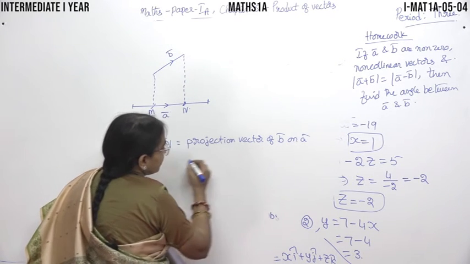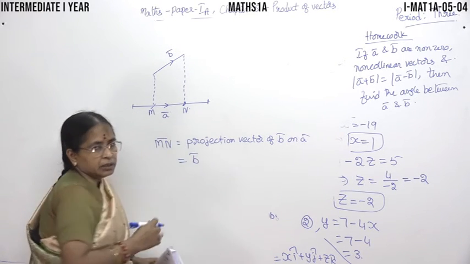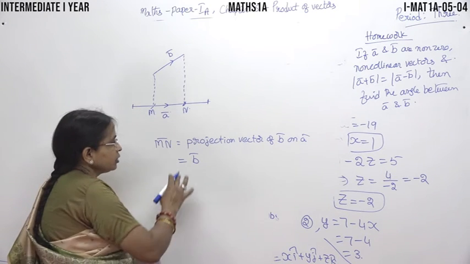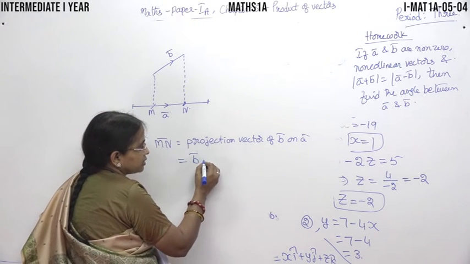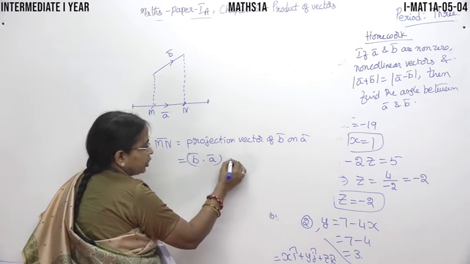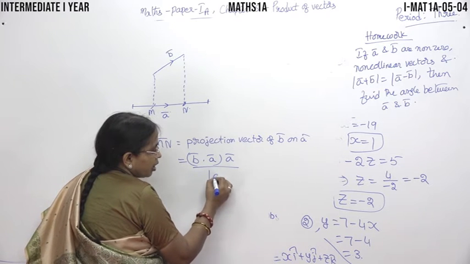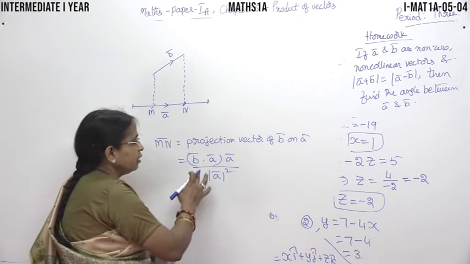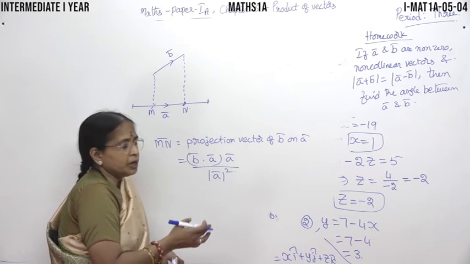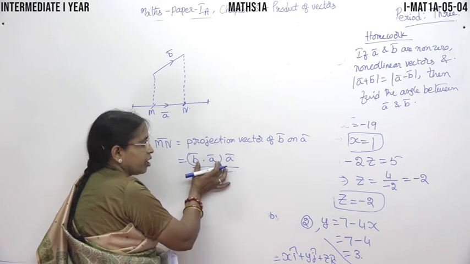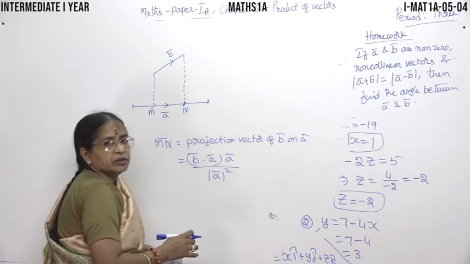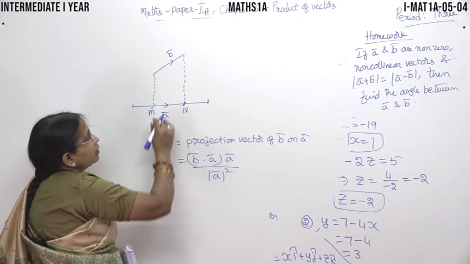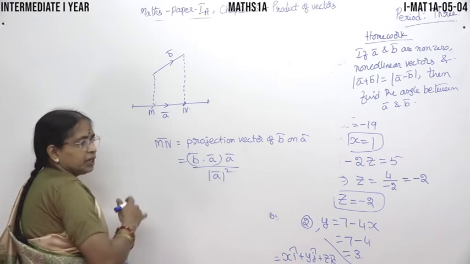So it is given by the formula. You just learn the formula. The proof is not necessary. So the projection vector of B on A is (B dot A) into A by mod A square. B on A is B dot A into A by mod A square. You just learn this expression.